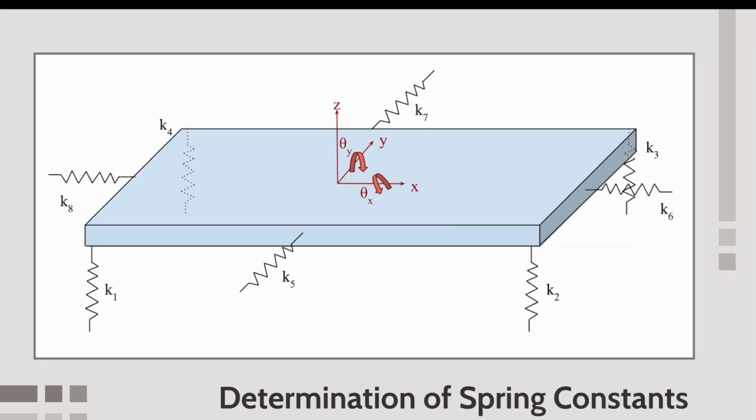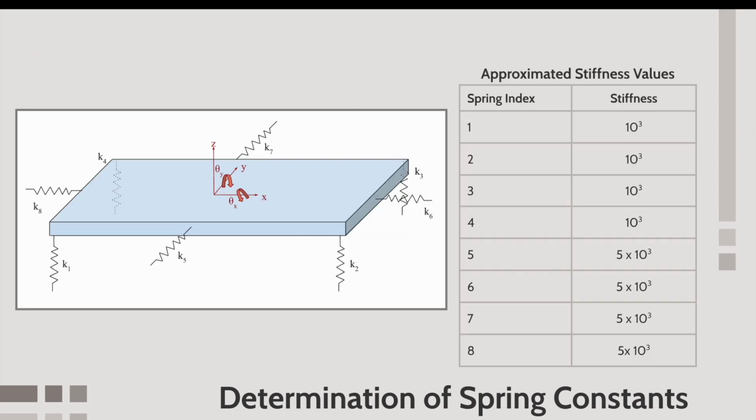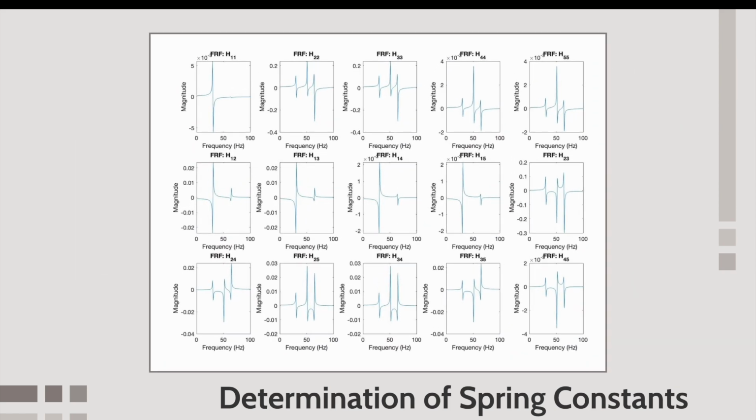The resonant frequencies were then used to approximate the spring constants for the theoretical model. This was accomplished by manually adjusting the stiffness constants of the 8 springs until the peaks in the theoretical FRF matched the frequency and magnitude found experimentally. The best match was achieved with the listed spring constants. The resulting theoretical FRFs can be seen in the figure on the screen.